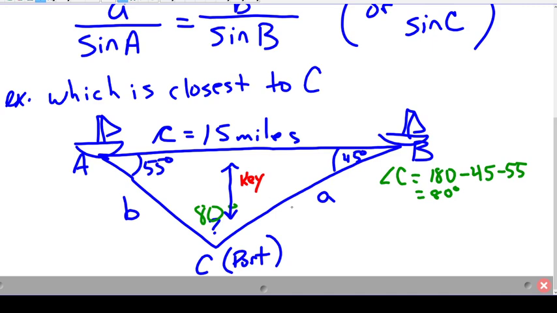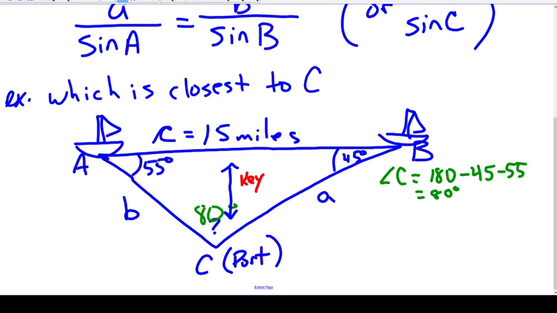So we need to actually find lengths A and B to be able to tell which one is closest to C. And when you're solving a triangle, that does mean find all of the unknown sides and angles, okay? But sometimes they're only asking you for one side length. Here we have to calculate two. So how do we do that?